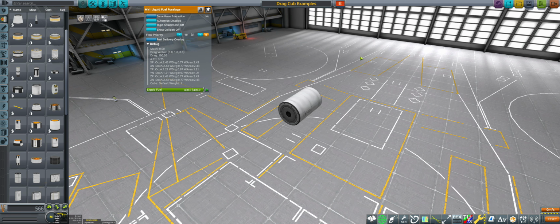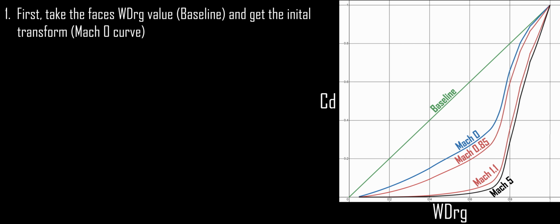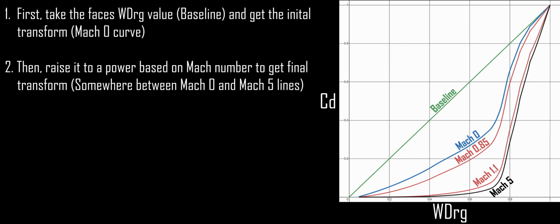Now, let's take a look at the various transformations that get applied to the weight drag value. First, we take the baseline weight drag value and get the initial transform, which corresponds to the Mach 0 curve. Then, we raise it to a power based on Mach number to get a final transform. This will be somewhere between Mach 0 and Mach 5.